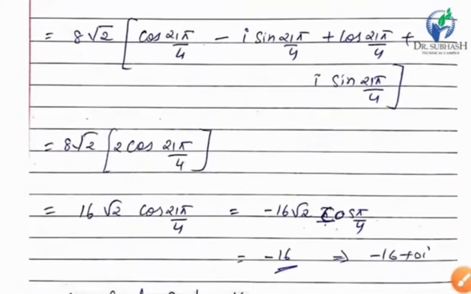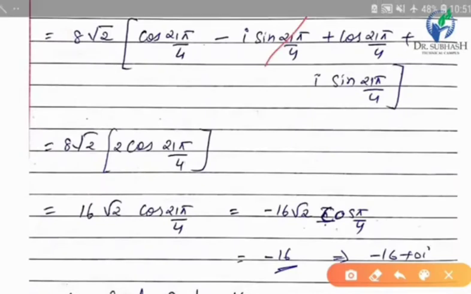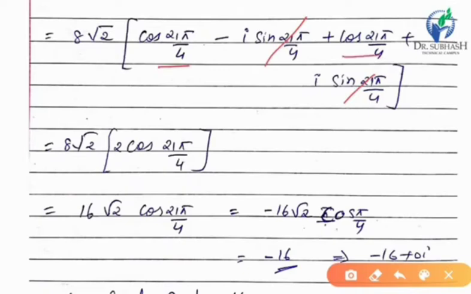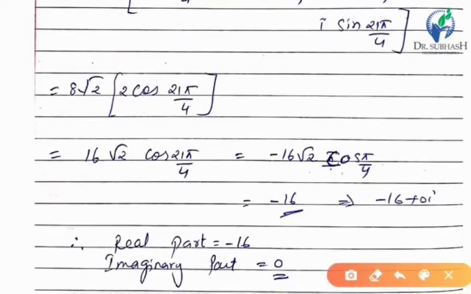Now we can see these two imaginary terms will get cancelled. So I will get cos(21π/4) + cos(21π/4), that is 2 times cos(21π/4). Now this will become 16√2 cos(21π/4). Now cos(21π/4) can be written as -cos(π/4), and cos(π/4) is 1/√2. So √2 will get cancelled, which will be equal to only -16.